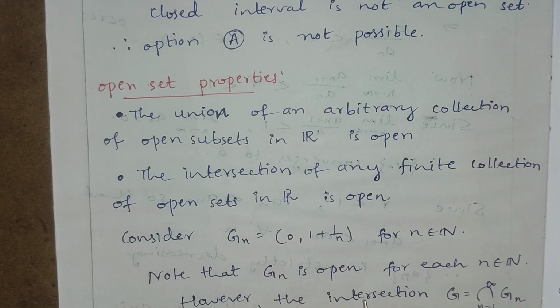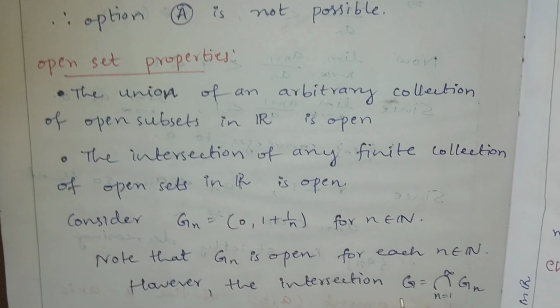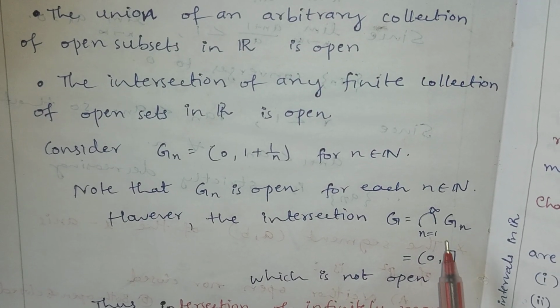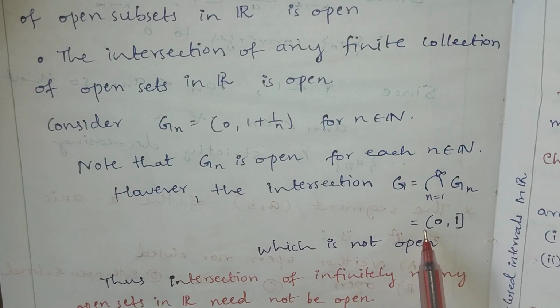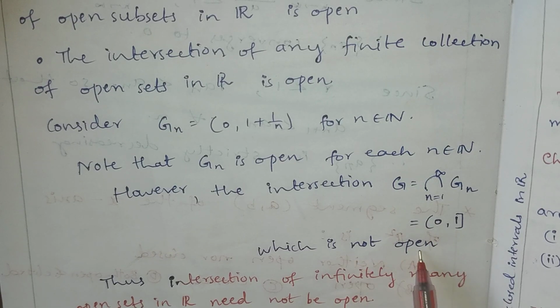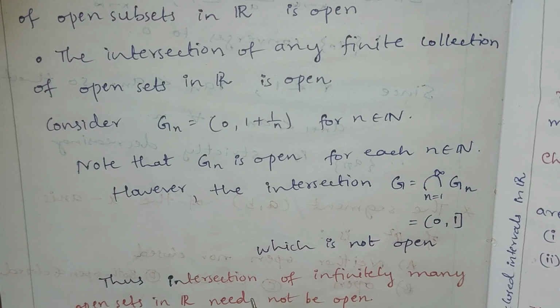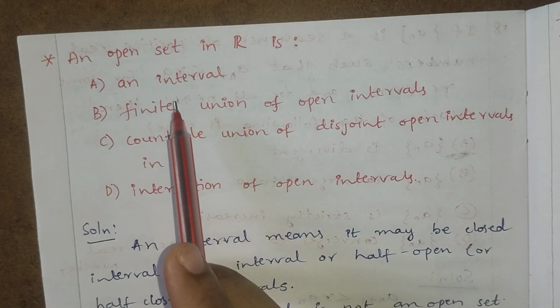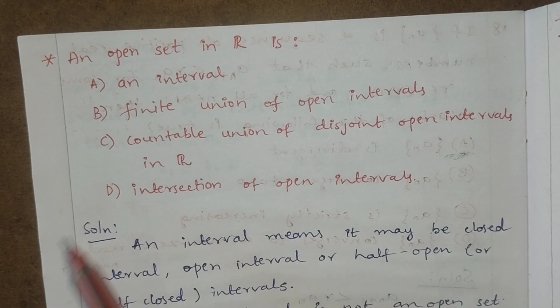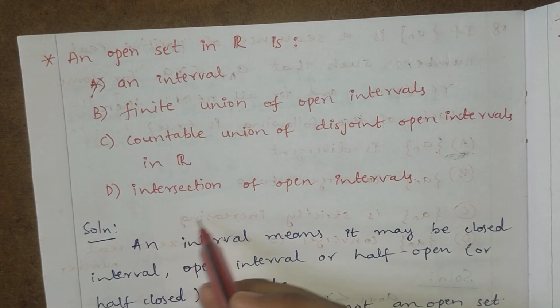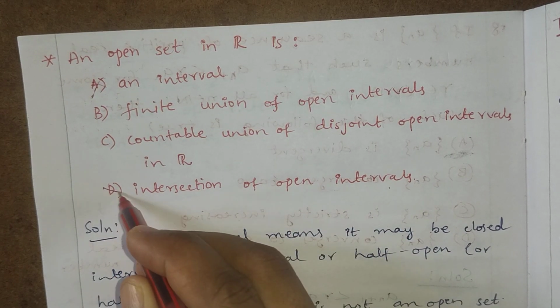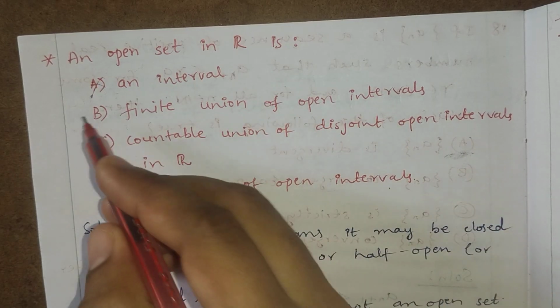Now what about its arbitrary intersection? Let us see. The intersection G, equal to the intersection from n equal to 1 to infinity of Gn, will be the half open, half closed interval (0, 1], which is not open. So in general, we cannot say the intersection of open intervals is an open set. Thus, the intersection of infinitely many open sets in R need not be open. So therefore option A, an interval, is not open, so this is wrong. Next, the intersection of open intervals is also not open. A finite union of open intervals is open.